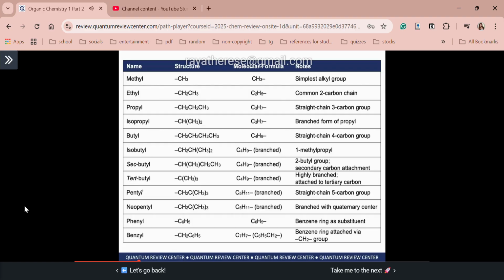And for benzyl, we have your CH2 attached to your phenyl functional group. Again, class, that's their main difference. Phenyl is simply your benzene ring. Benzyl is a benzene ring with CH2 in its chain. Don't worry, we will discuss this in our discussion on aromatic compounds.